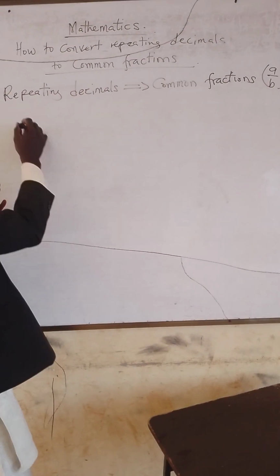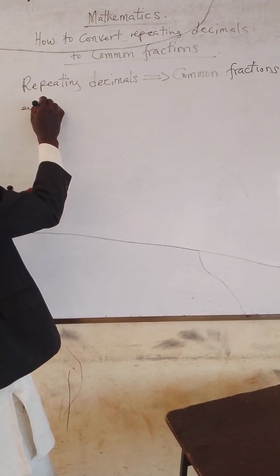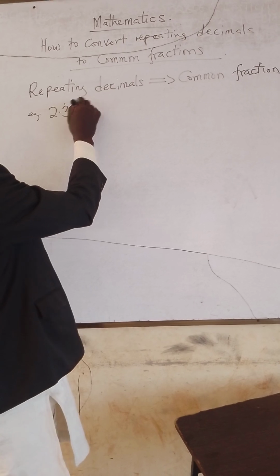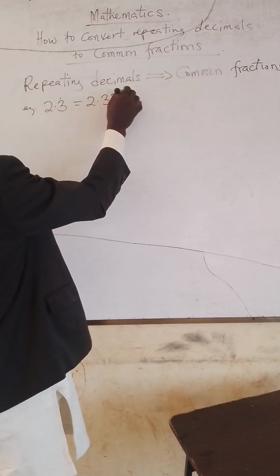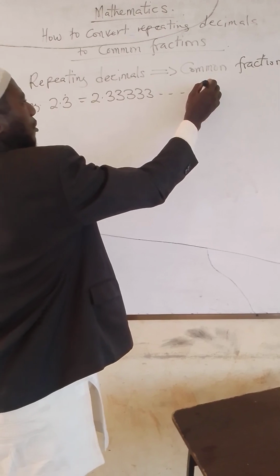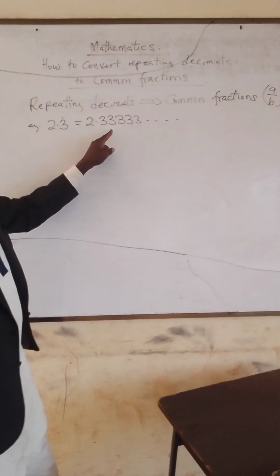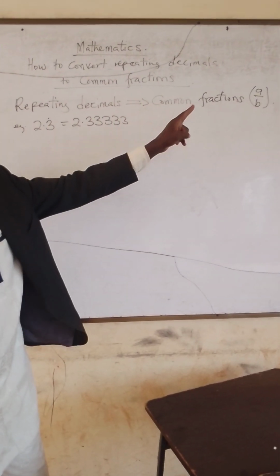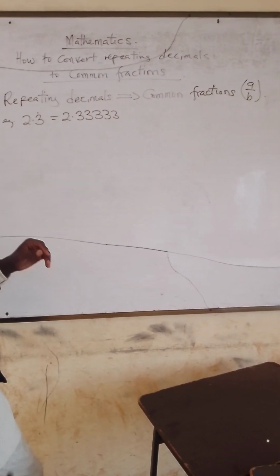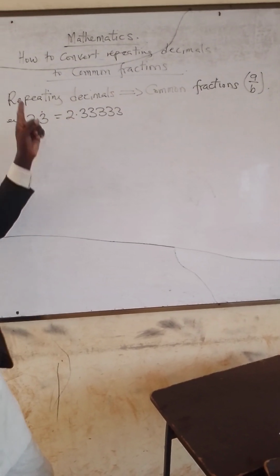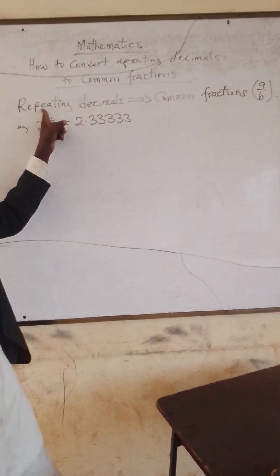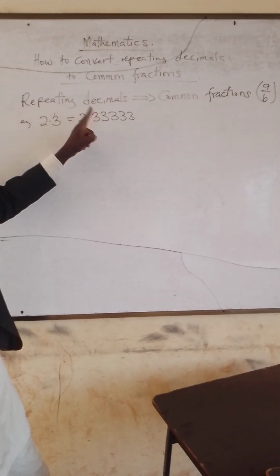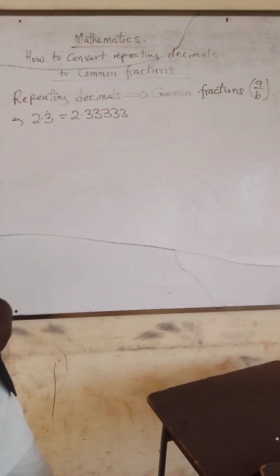But we know repeating decimals, for instance, example 2.3 with a dot, which can be written as 2.33333, to be a repeating decimal. Now, how do we convert this to the form A over B to tell us that it's also a rational number? Because we agree that repeating decimals, also called recurring decimals, are classified as rational numbers. So you may see it somewhere written as recurring decimals.